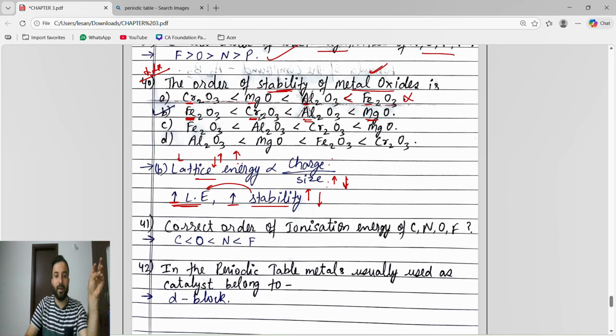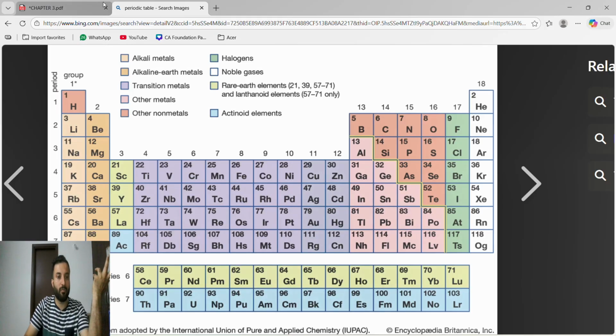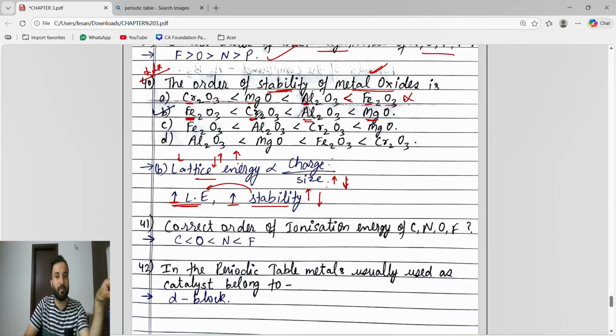Okay. Chromium and aluminium. See, chromium is 24, aluminium is 13. So obviously chromium is having more size. More size means less lattice energy, less stability. So chromium has less stability. Aluminium is smaller size, high lattice energy, high stability. So this is the correct answer.